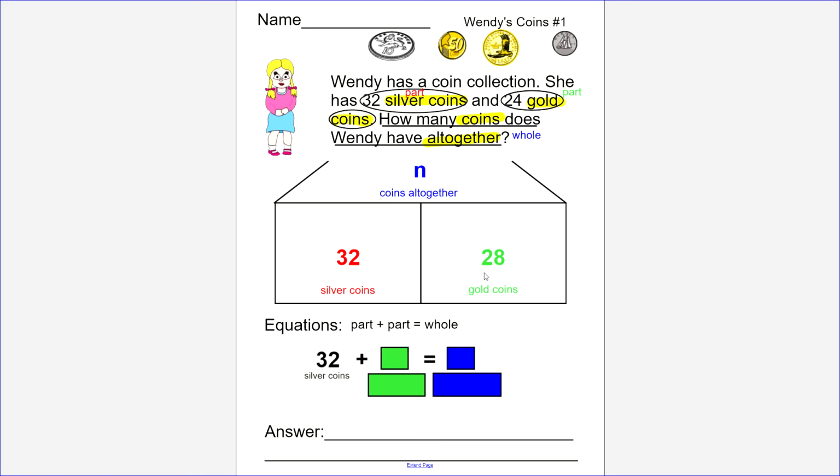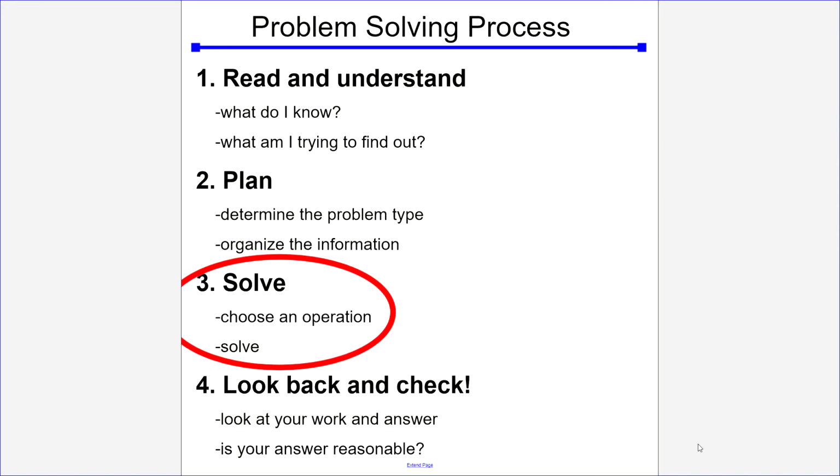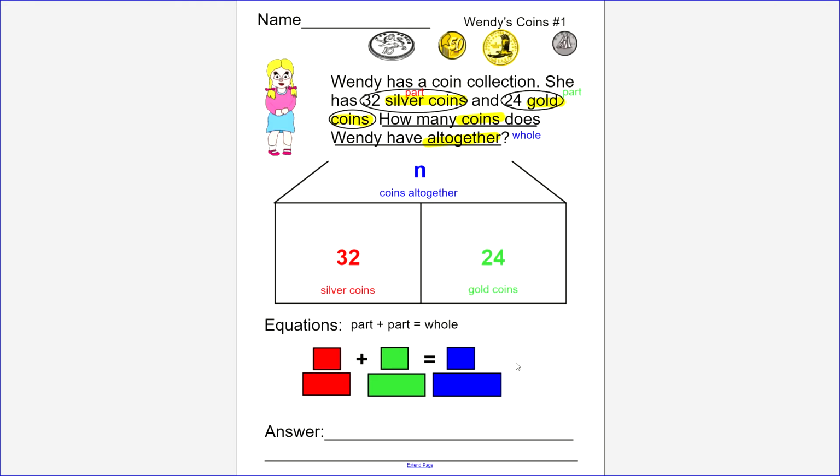Look at the bar. Let's think about what our equation for this exact problem will look like. We know it will be an addition equation because part plus part equals whole. What is one of the parts we're going to add? One of the parts we're going to add is 32. It's 32 silver coins. So I'm going to label it silver coins so I know what that 32 means.